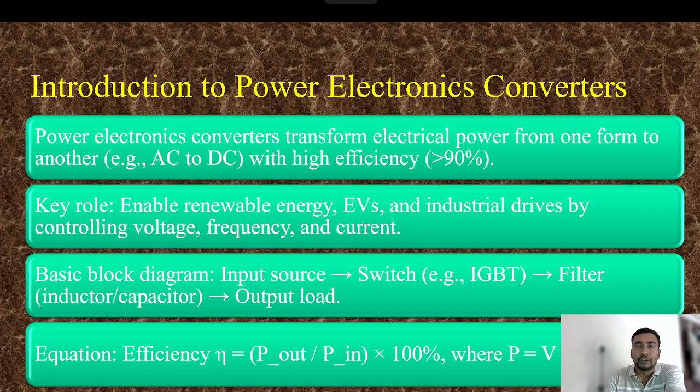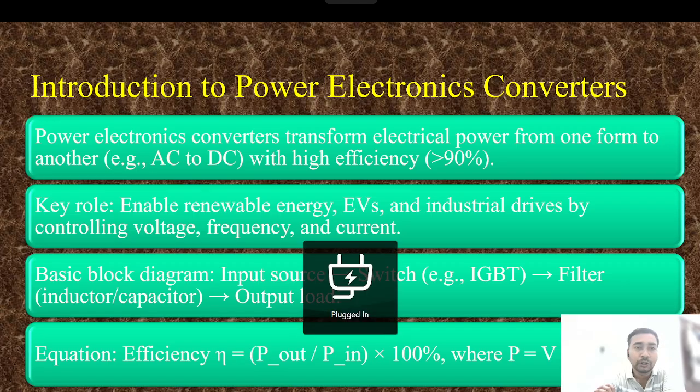So this is the introduction to power electronic converters. In the introduction, you will come to know that power electronic converters are used to transform electrical power from one form to another, like AC to DC, but with higher efficiency. You have also seen in some other electrical equipment that a transformation is going on, but there are efficiency issues there. But here you will achieve greater than 90% efficiency. You can even go to 98%, 99% efficiency.